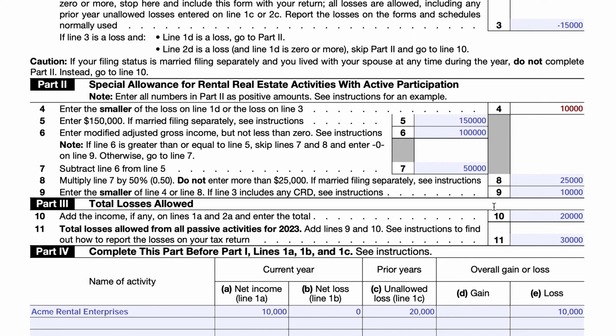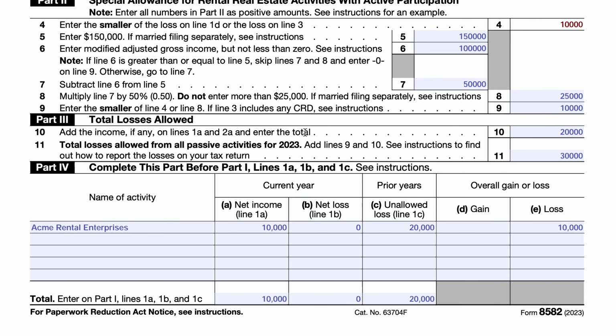So if you remember, generally speaking, passive activity losses can only offset the amount of passive activity income. That's where this figure comes in. Plus, you get the special allowance each year for rental real estate activities with active participation. And the IRS has a very specific definition of active participation. So check out our article if you need more.